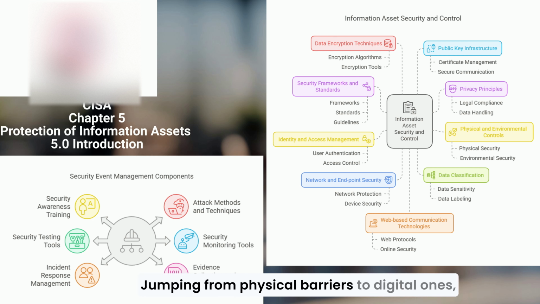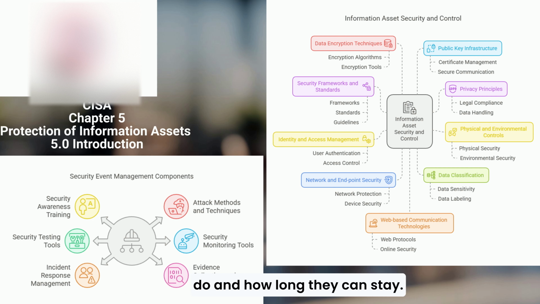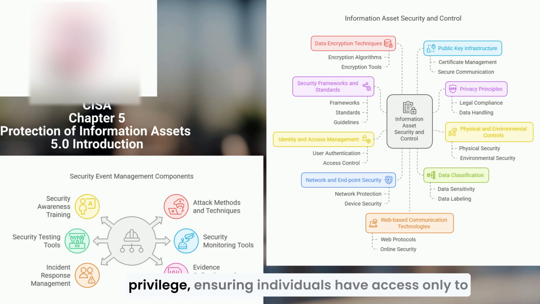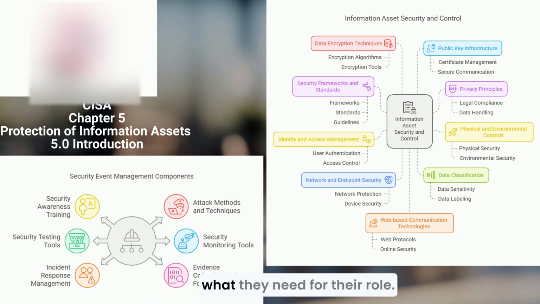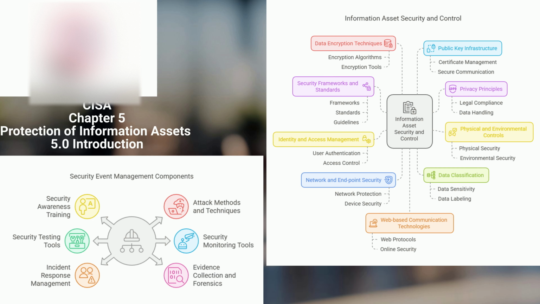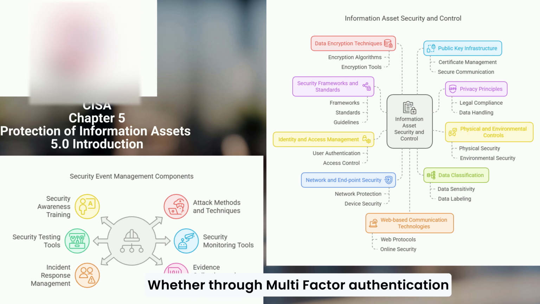Jumping from physical barriers to digital ones, we now explore identity and access management, IAM. Imagine this as a sophisticated gatekeeper that decides who gets in, what they can do, and how long they can stay. IAM operates on the principle of least privilege, ensuring individuals have access only to what they need for their role. Whether through multi-factor authentication, MFA, or structured role-based permissions, IAM guarantees that only the right people can access the right data at the right time.